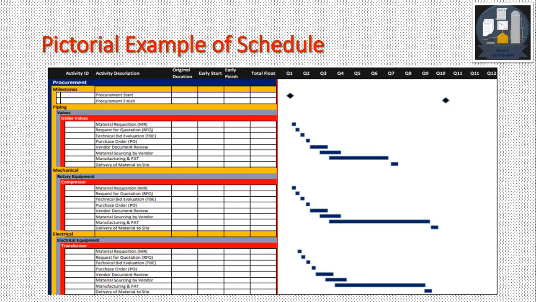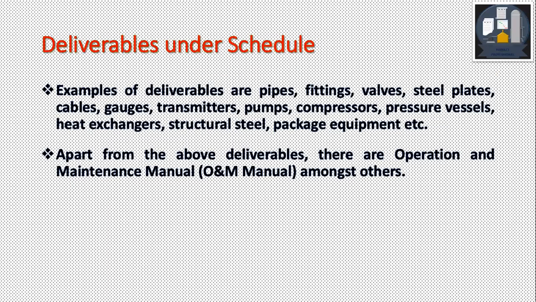Then we'll go to the next slide. The deliverables under the schedule. What are the deliverables? Deliverables vary from project to project. Some examples I have given here are pipes. Pipes are common. Pipes, fittings, valves, steel plates, cables, gauges, transmitters, pumps, compressors, pressure vessels, heat exchangers, structural steel, packaging equipment, etc. Structural steel we use for the structure.